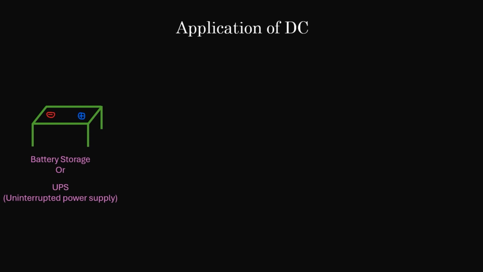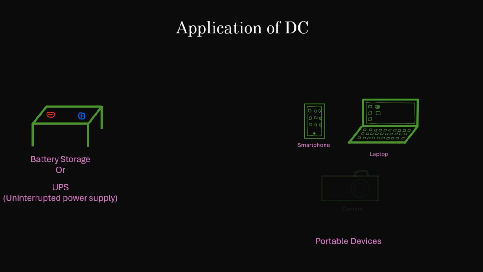Now let's talk about the applications of DC. First, we have battery storage or backup storage. We also know it as a UPS. It basically serves as a backup power source. If there's a blackout or something, you can always use a UPS for your backup power. And then we have portable electronic devices, such as smartphones, laptops, cameras. Any portable electronics you can imagine has a DC system inbuilt, right? And then we have electric vehicles.